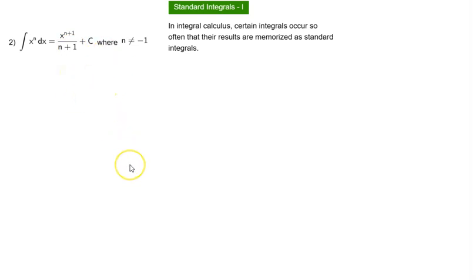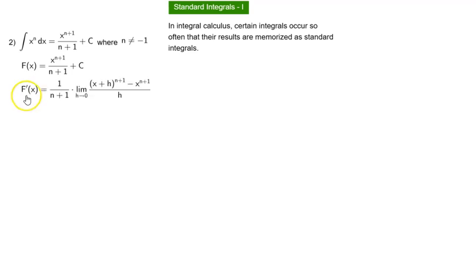We can derive it from first principles, that is, using the Riemann sum. But what we'll do is we will prove that this is correct. How? By taking the derivative of this. When we take the derivative of this, we should end up with x to the power of n. So let's do that. So let's say capital F of x equal to x to the power of n plus 1 by n plus 1 plus c.